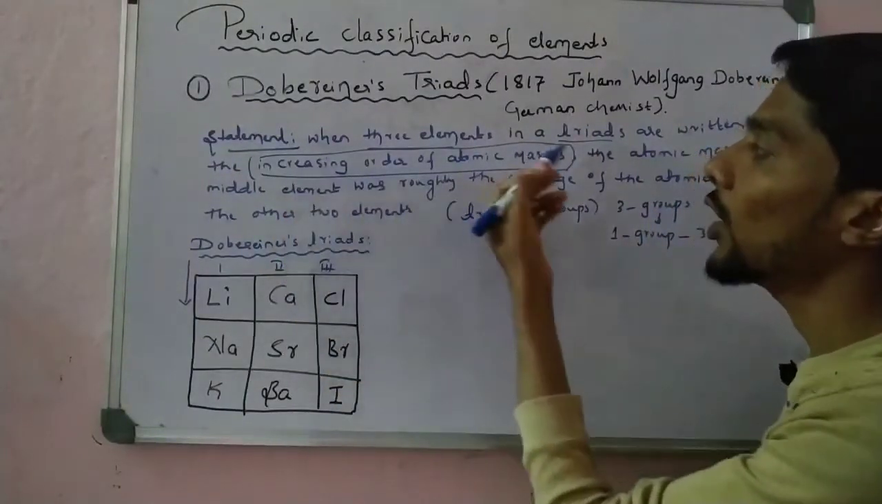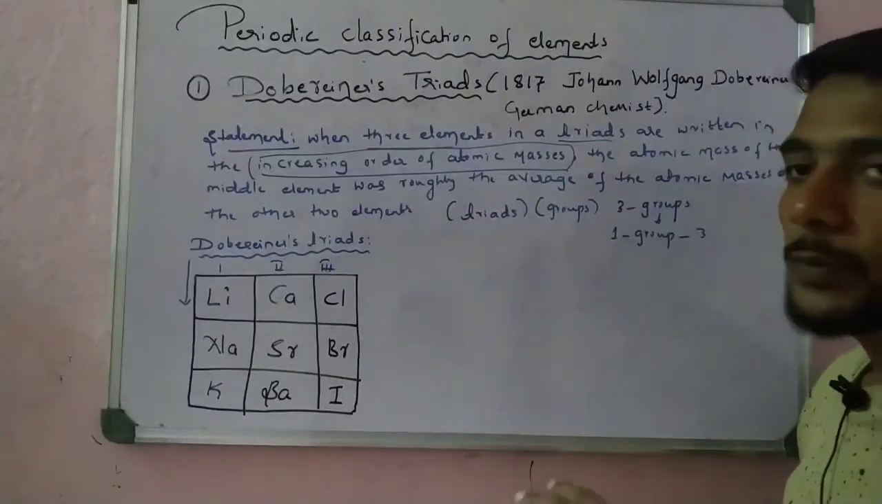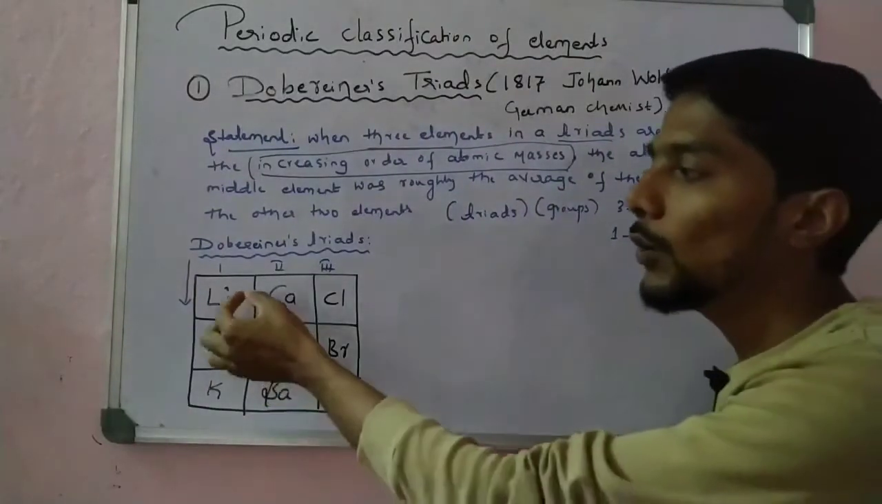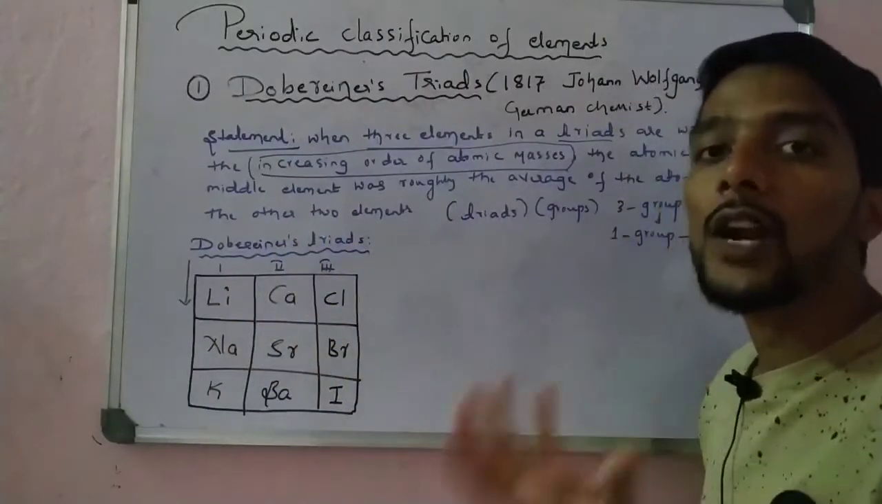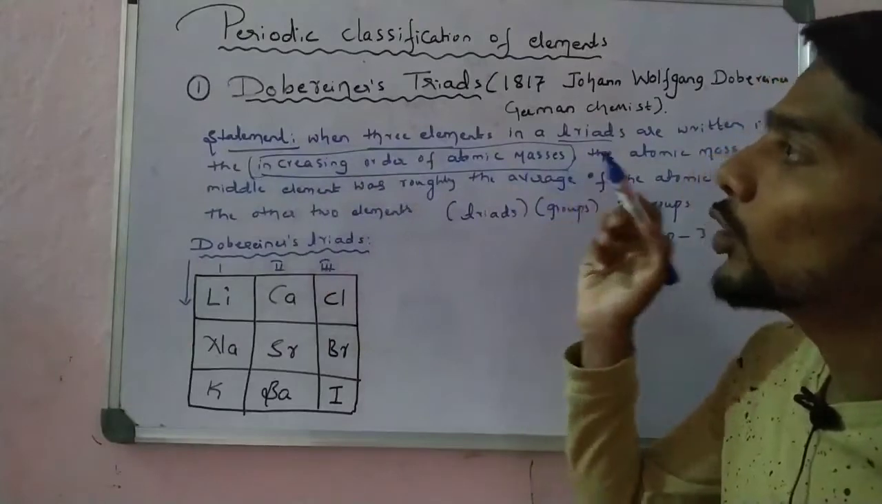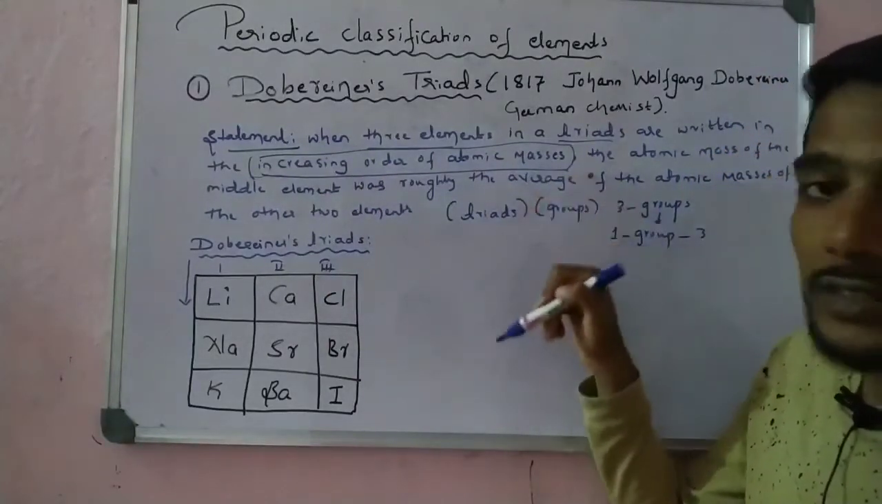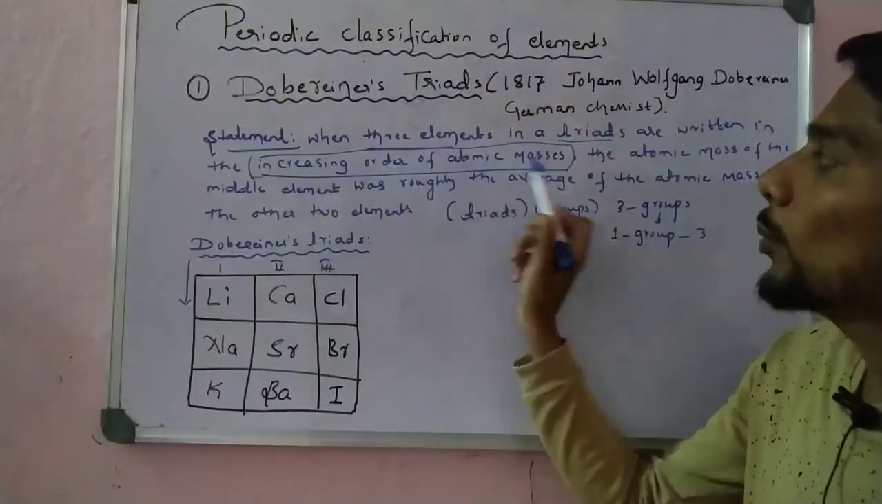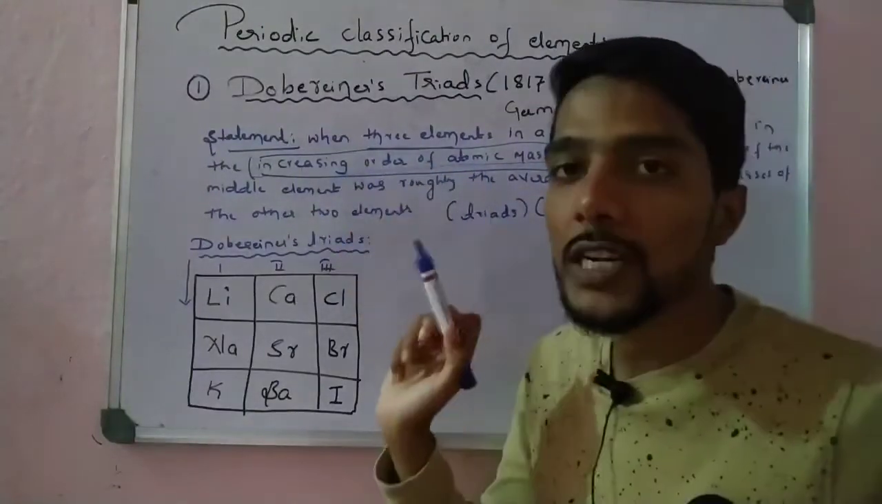Increasing order of atomic masses, right? Increasing means from smaller atomic masses to the heavier atomic masses. That is what the classification is. So, a simple sentence: how did Dobereiner classify the triads, three elements, in the order of increasing atomic masses? You underline this point. So that is the first principle.